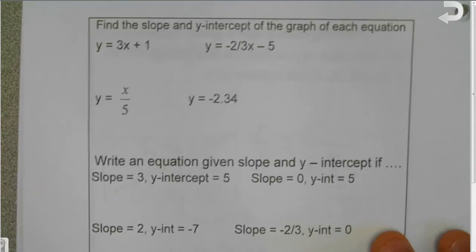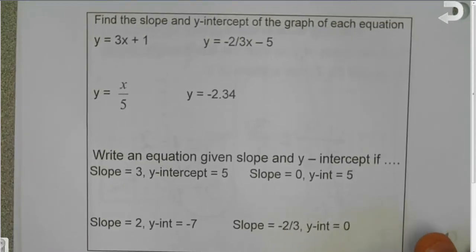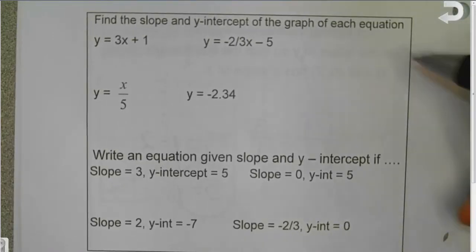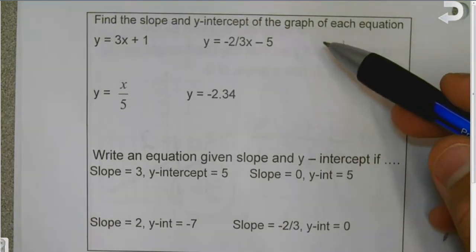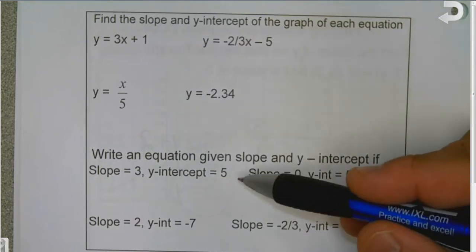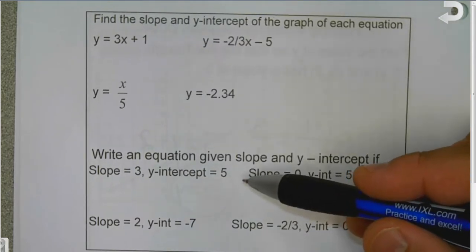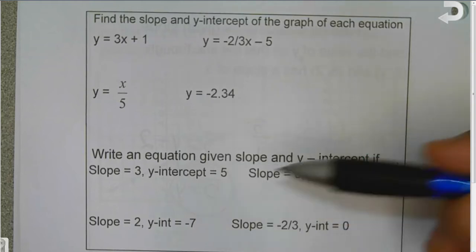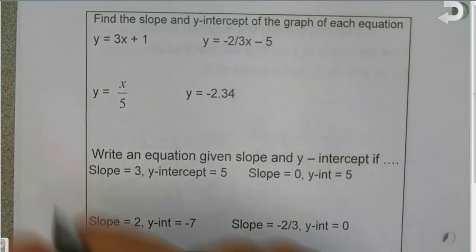So what I want you to do is look at this slide and, for the top 4, circle the slope and underline the y-intercept. And then in the bottom, I want you to write an equation if I give you the slope and the y-intercept. So go ahead and pause the video and attempt this slide.